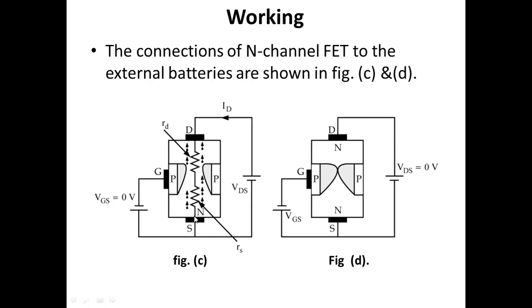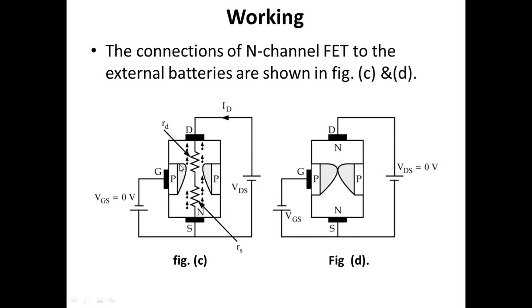This side is the forward bias. The negative terminal is connected to the source side, to the N region, so it is in forward bias. But on the drain side, a positive voltage is connected, which means it is in the reverse bias condition. Hence, as VDS increases, the reverse bias increases, which means the depletion layer width increases.